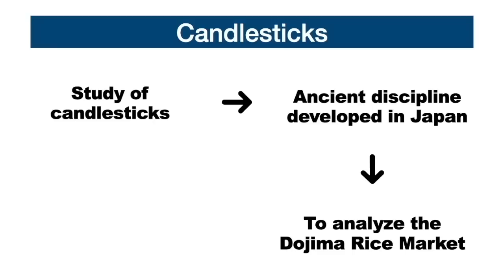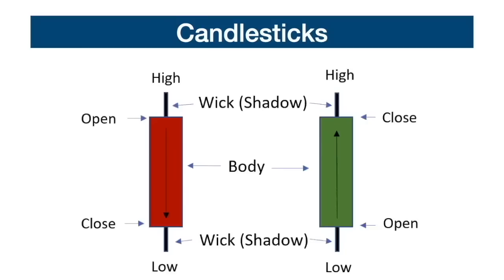Japanese traders used candlesticks to analyze the first Ajima rice market. Candles can be bullish or bearish. Both candles have an open, close, high and low point. The highest and lowest point of each candle is always the same. The shadows are the highest and lowest lines of the candles, also known as the tails, or wicks.